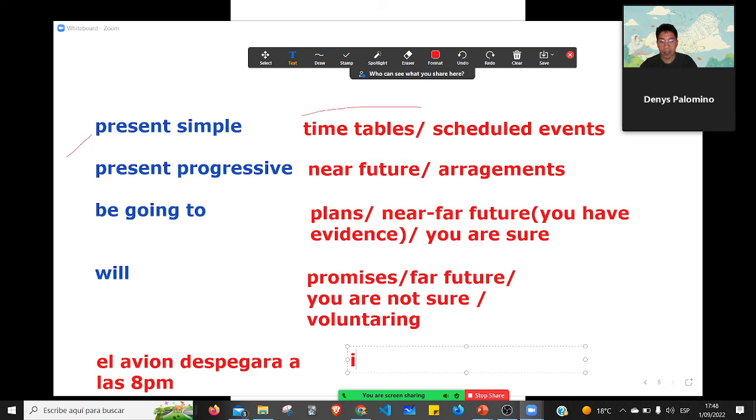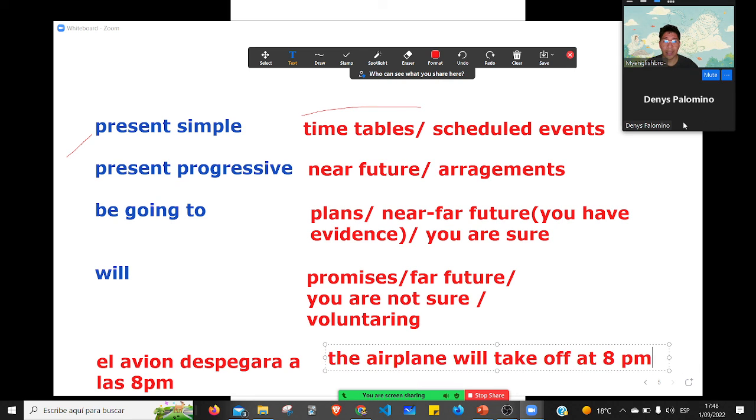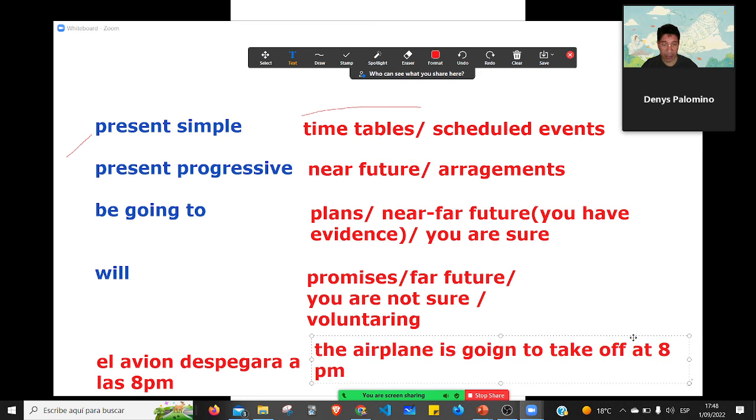Yo puedo decir, the airplane will take off at 8 p.m. ¿Puedo decir eso? The airplane will take off at 8 p.m. Yes or not? No. Because it's a schedule event. ¿Podré usar the airplane is going to take off at 8 p.m.? Sí puedo. También puedo decir the airplane takes off at 8 p.m.